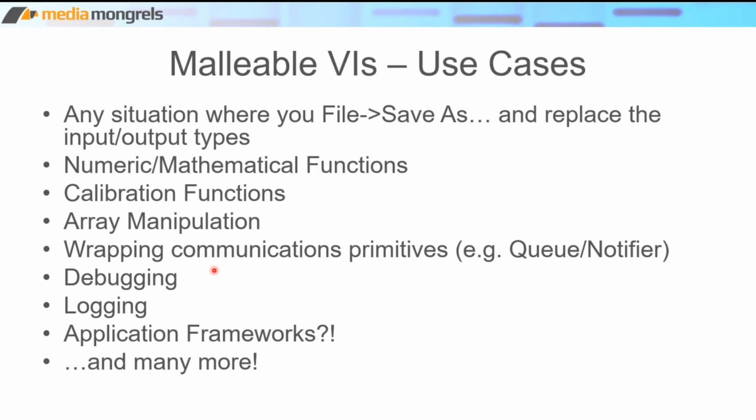Also things like calibration functions, again working on numeric things, and array manipulation, and wrapping communication primitives. So if you create a queue API, or wrap some queue functions, typically they'll only work for the queue type that you've passed in. Whereas with a Malleable VI, it will adapt. So if you just want to enqueue a bunch of items into a queue, you can have a Malleable VI that can enqueue multiple, but it doesn't care about what the queue data type is.